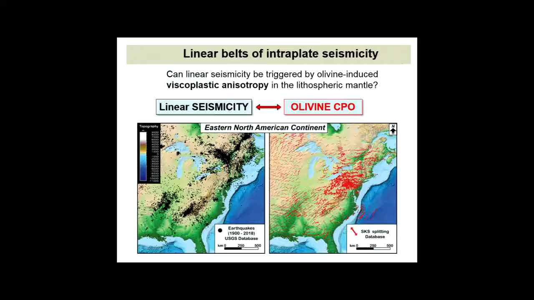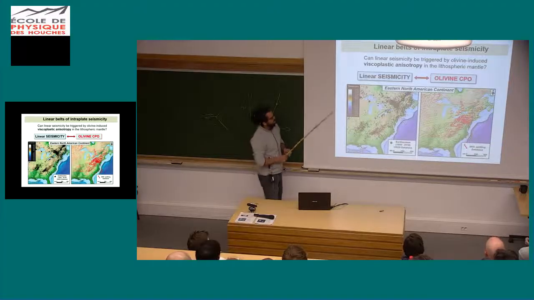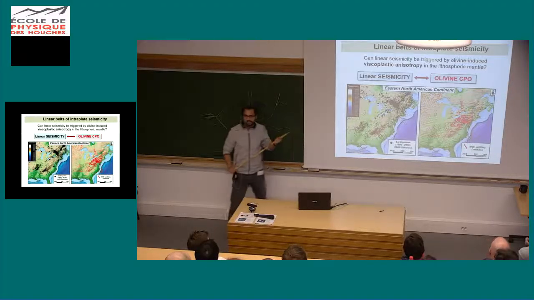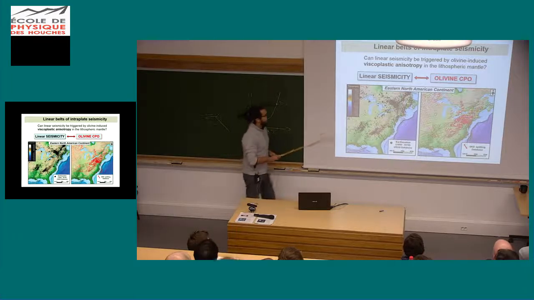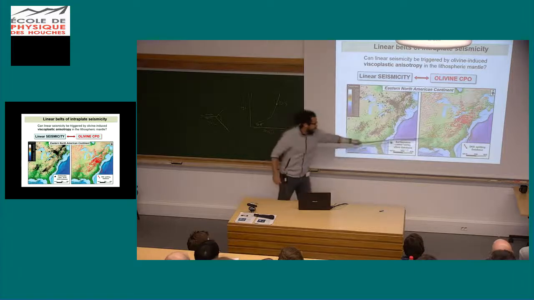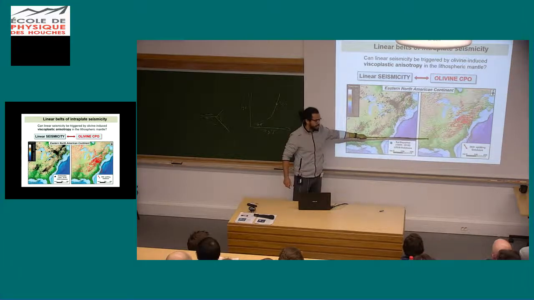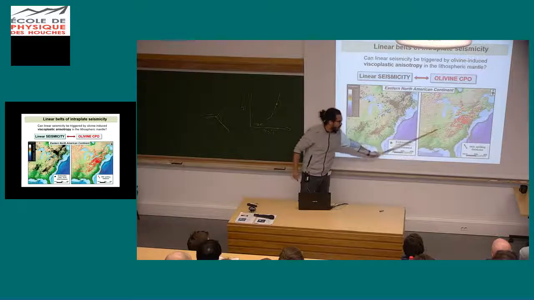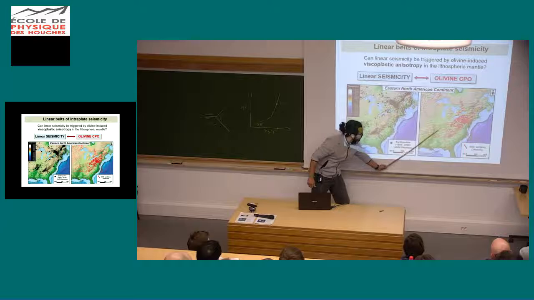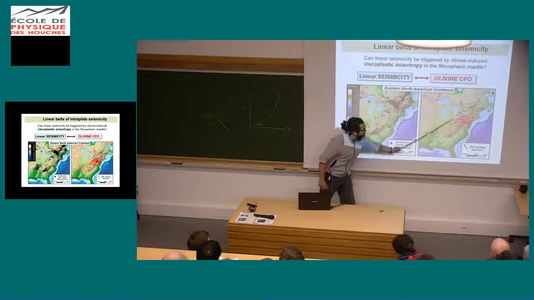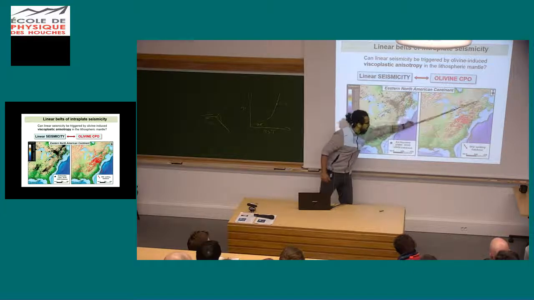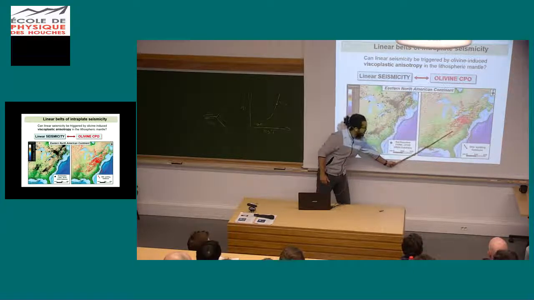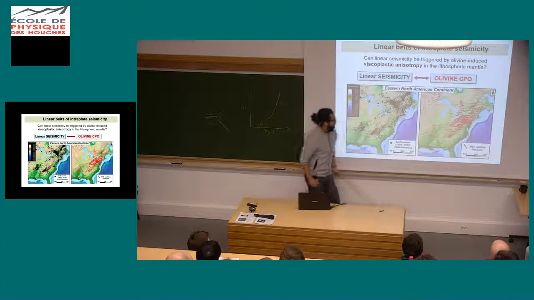So the first geodynamic application for which I will apply this parameterization is the case of linear belts of intraplate seismicity. Here I show 2 maps of the Eastern North American continent. In one I compiled the SKS splitting database, so it basically shows the 100 axis of olivine, the fast axis. You can see it is quite in this direction here. Here it changes a little bit, but it's roughly in this direction. Here it follows the tectonic structure.